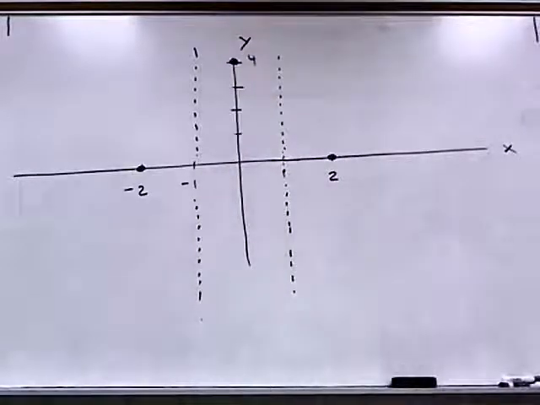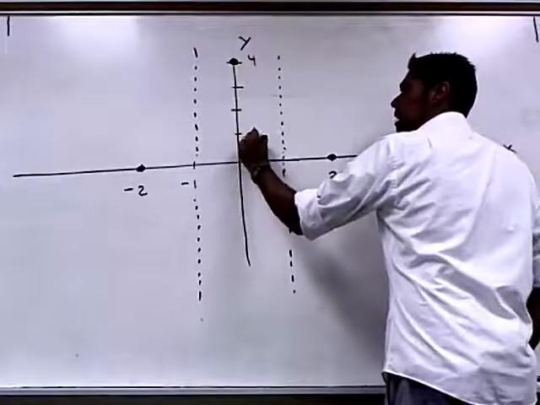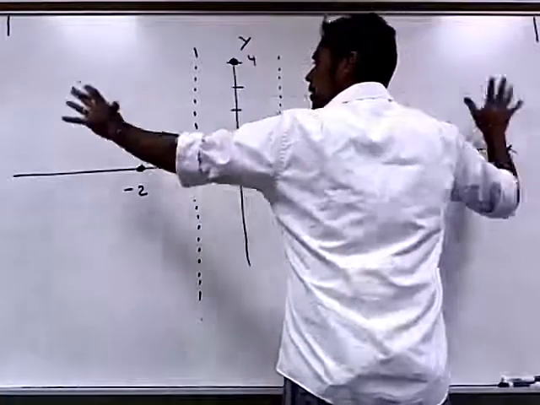And then I put my last piece of information, which was the horizontal asymptote, and that was at y equals 1. So here's y equals 1, right? I'm going to draw a horizontal dotted line, but only at the ends.